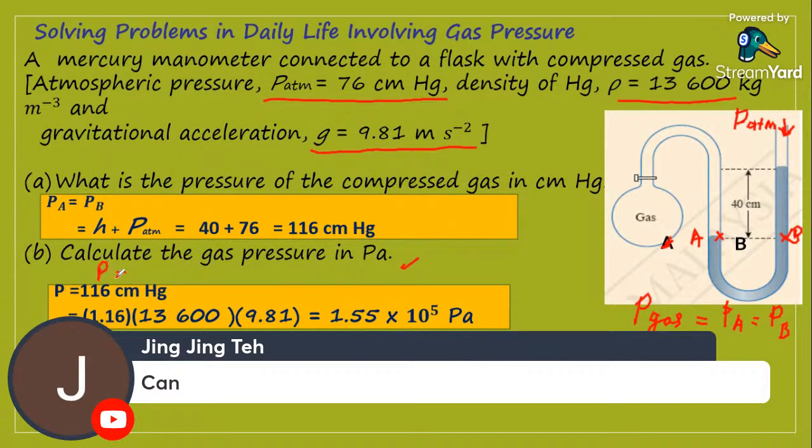Next, calculate gas pressure in Pascal, which means changing the unit from cm mercury to Pascal. We apply the formula P equals H rho g. So in this case, H is 116 centimeter, which you change to meter. The liquid used is mercury, so the density of mercury, g 9.81. So we get the answer 1.55 times 10 to the power 5 Pascal. So this one is in unit Pascal.